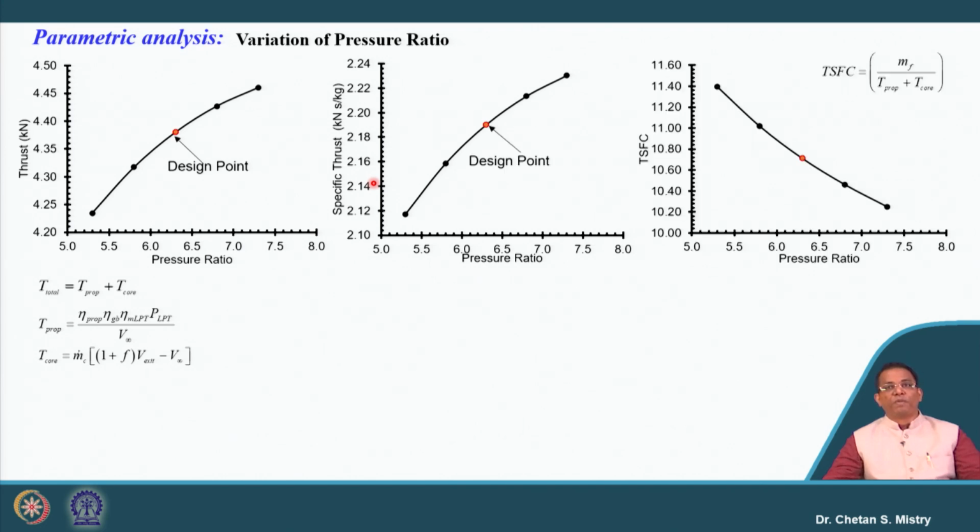Next parameter let me put as thrust specific fuel consumption. It says with the increase of pressure ratio, our thrust will be increasing, and that's giving the benefit in terms of decreasing the thrust specific fuel consumption. So if you go with higher and higher pressure ratio, we will have less thrust specific fuel consumption.